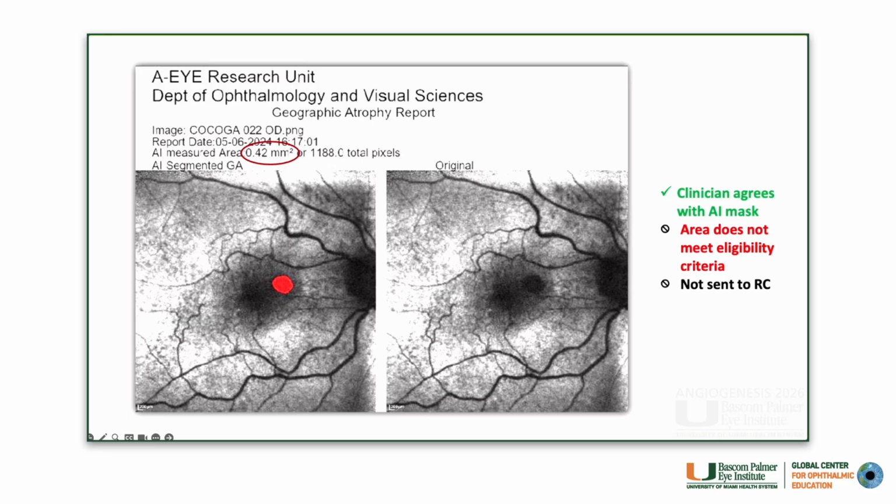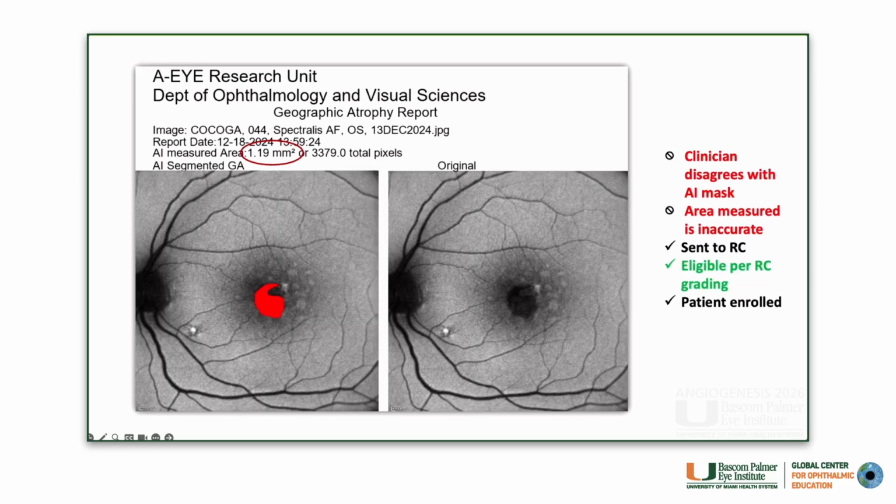And in this case, the area does not meet the eligibility criteria, so these images are not sent to the reading center. And this is a third situation where the AI mask is shown on the left, that the clinician feels is inaccurate and disagrees with the AI mask. This then is reviewed by the reading center, and the area is larger at 1.25, which does make the patient eligible for the trial, and the patient is enrolled.